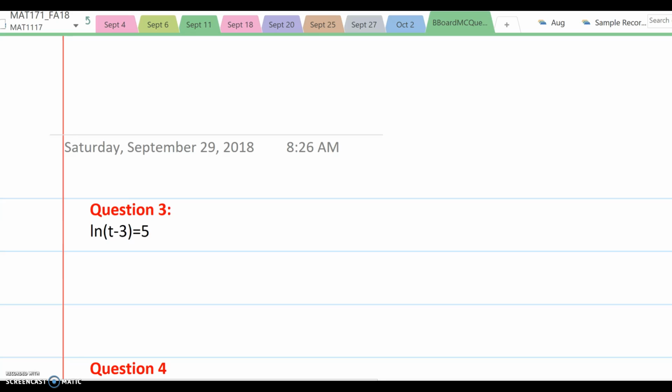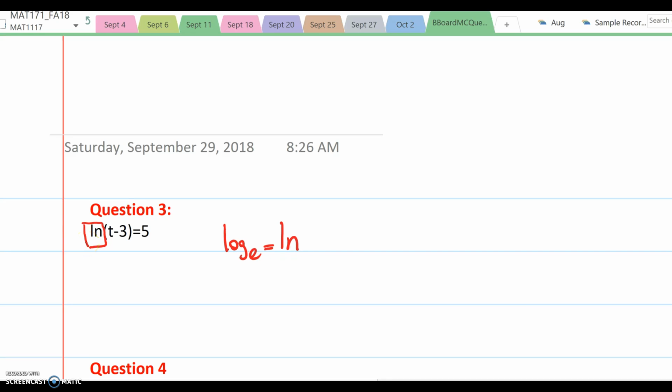So in question 3, the question was different. As I said, I formed a different question with a similar type. With this question, what we need to first understand is this ln. What does this ln represent? That ln represents logarithm base e, so we don't write it. Logarithm base e is ln.